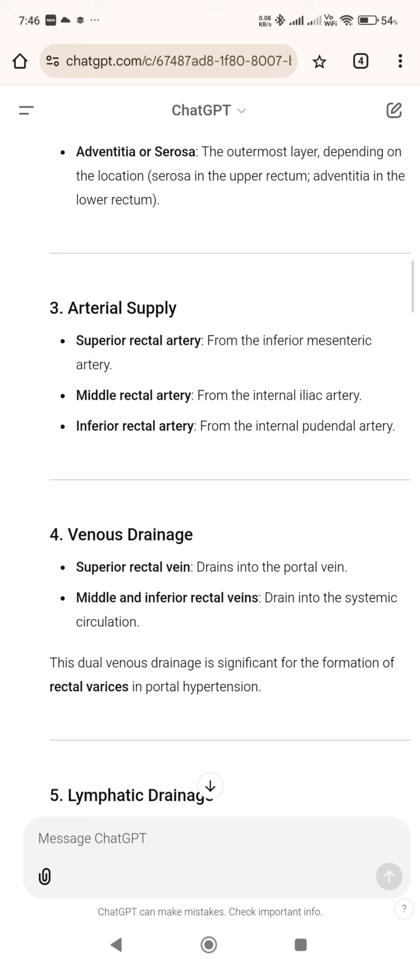3. Arterial supply. Superior rectal artery from the inferior mesenteric artery. Middle rectal artery from the internal iliac artery. Inferior rectal artery from the internal pudendal artery.